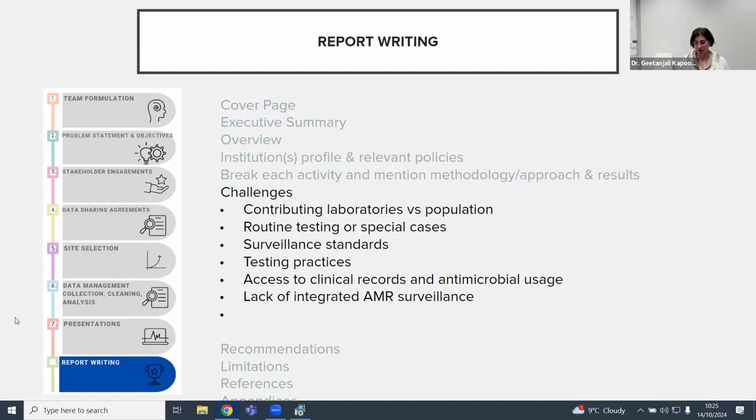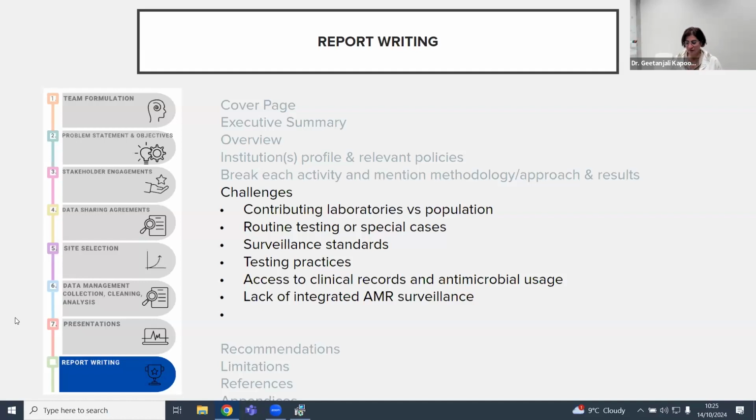The geography and the location, how much population it caters to in that section. Okay, so we are on challenges. Contributing labs, are they really representing the true population of the country or a small population? That is important to note. If it's a challenge, then please do document it in your report.